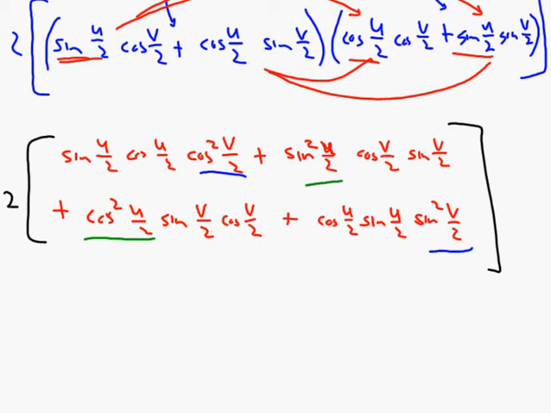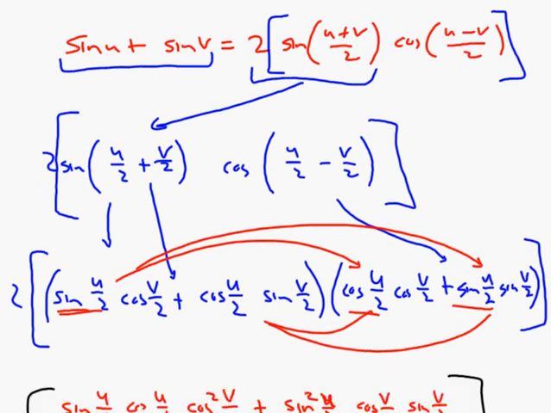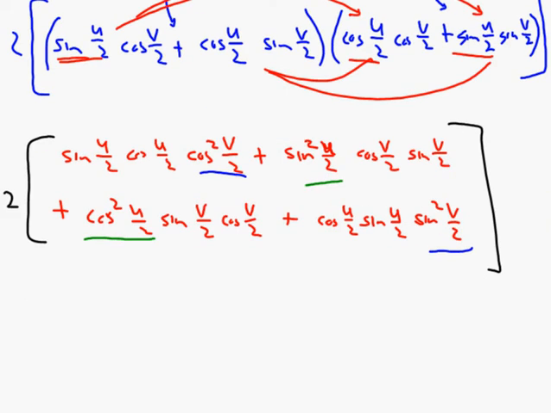Okay. Don't forget what we're hoping for. This is going to turn out to be sine u plus sine v, supposedly. So let's see what happens. What would be nice is to try and add some like terms. And we actually can. Let me show you.